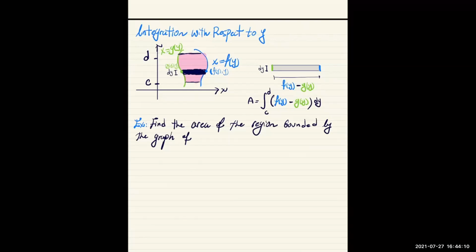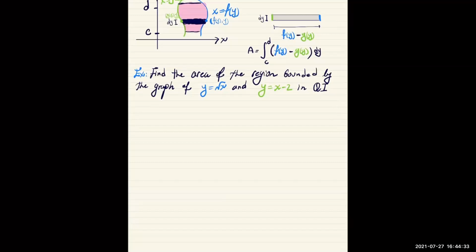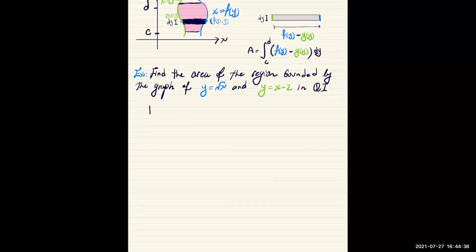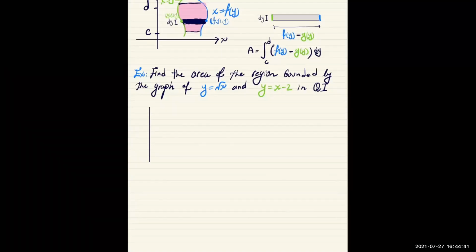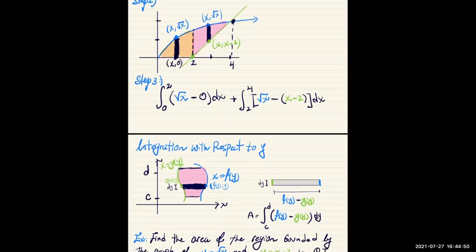So yeah, we have y equal to square root of x and y equal to x minus 2 in quadrant 1. Okay. And I've already found the points of intersection. So step 1 is the same. It's the same as before. Graph is the same as before. Nothing changes about the region. We're just going to re-express the bounds a little differently.